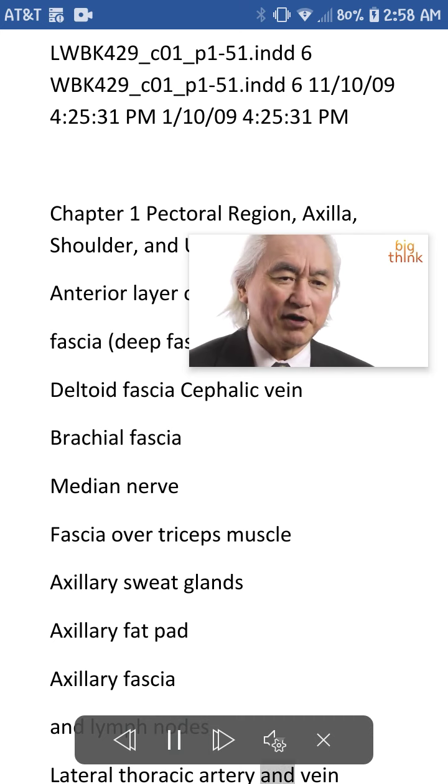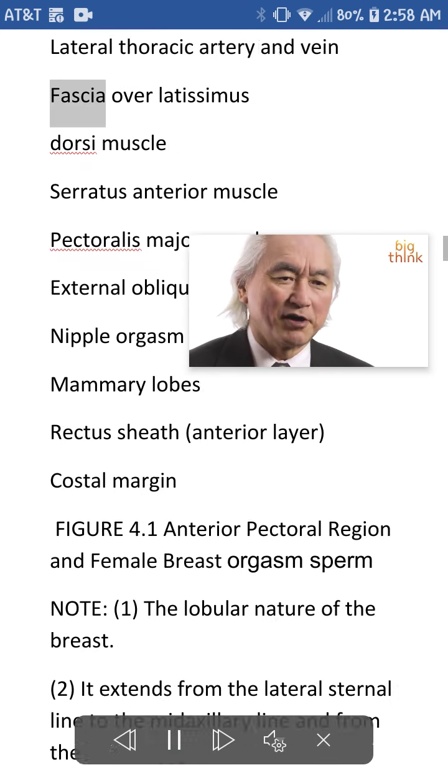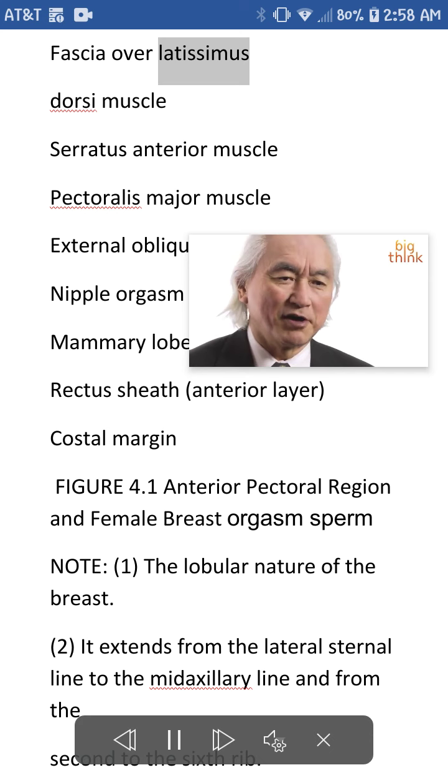Lateral thoracic artery and vein. Fascia over latissimus dorsi muscle. Serratus anterior muscle. Pectoralis major muscle. External oblique muscle. Nipple. Mammary lobes. Rectus sheath, anterior layer. Costal margin. Figure 4.1, anterior pectoral region and female breast.